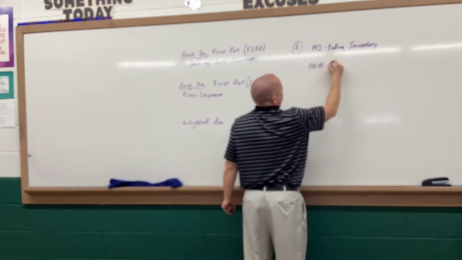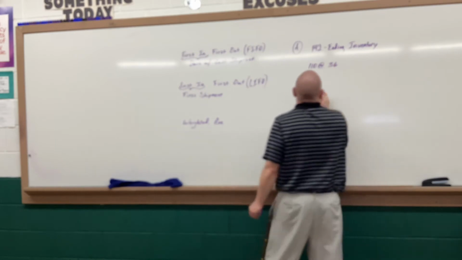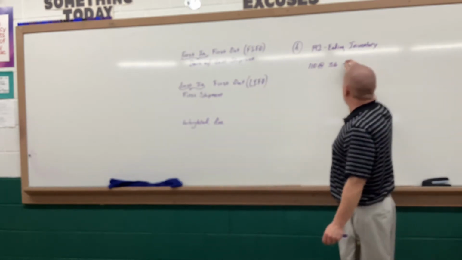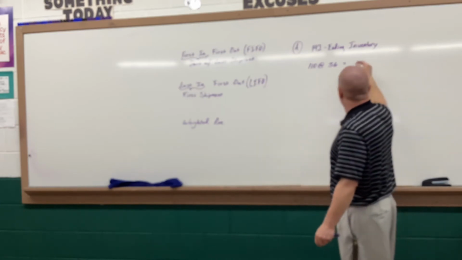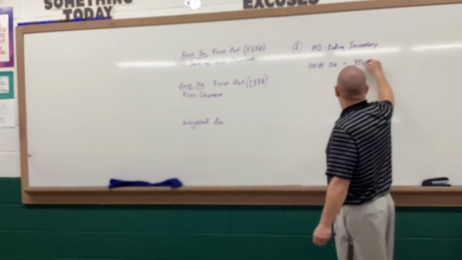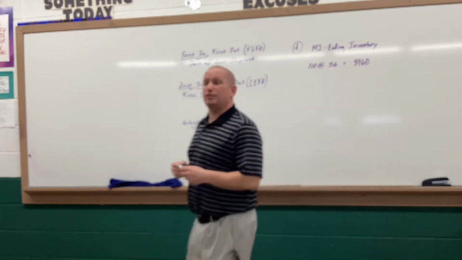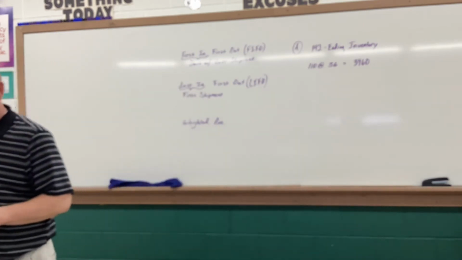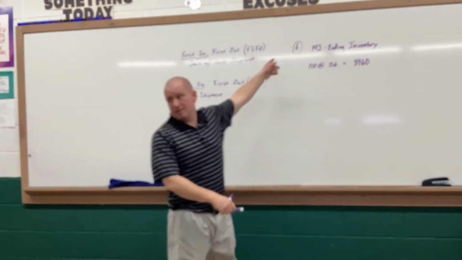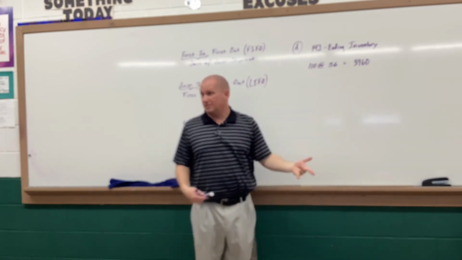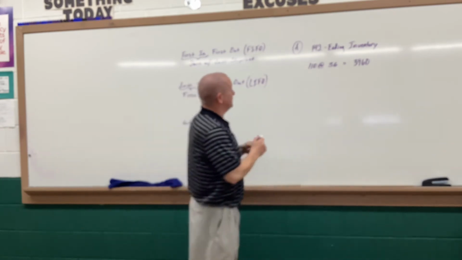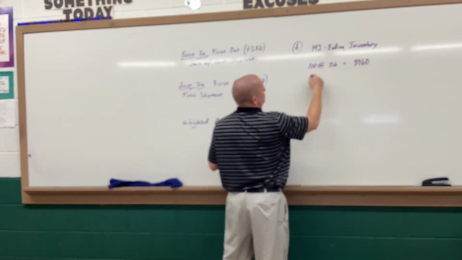110 at $36. I'm going to punch this into my calculator and figure out what my total is. 3,960. Now, how many do I need? I need 142, right? But we've only done 110. So how many more do we need to calculate? We need to calculate 32 more.